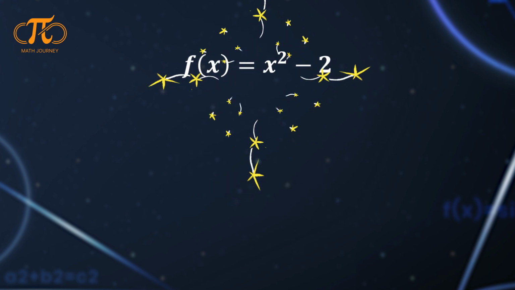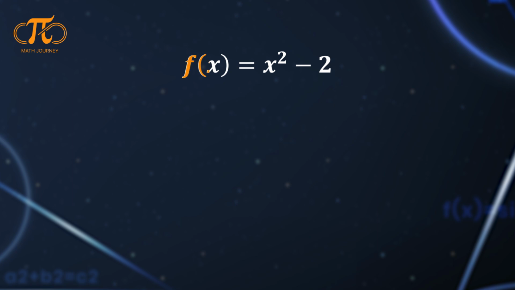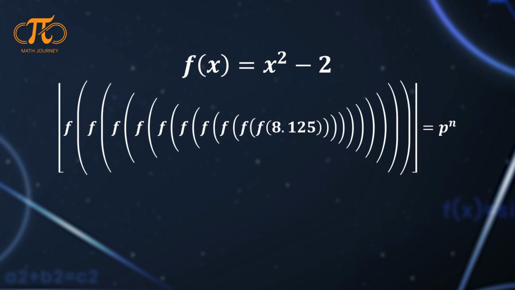We're tackling a nested function. The function f of x is defined as x squared minus 2. We apply this function 10 times starting with the value 8 and 1/8. The question is, what is the floor of the result after 10 applications of the function?